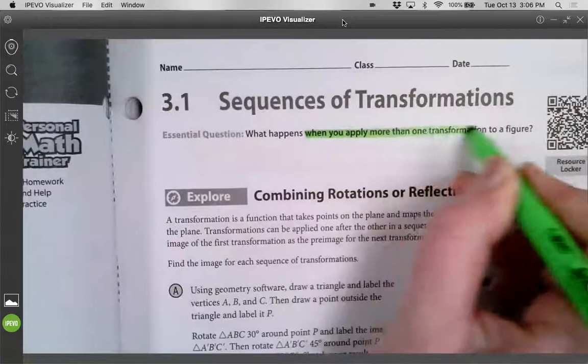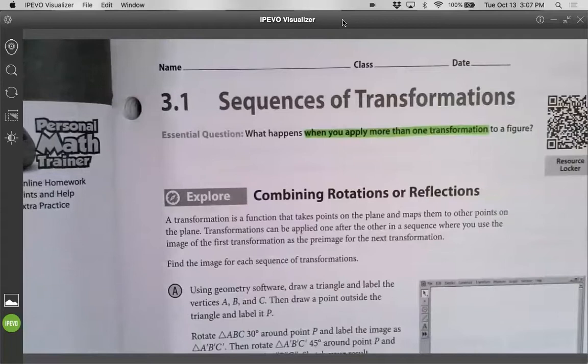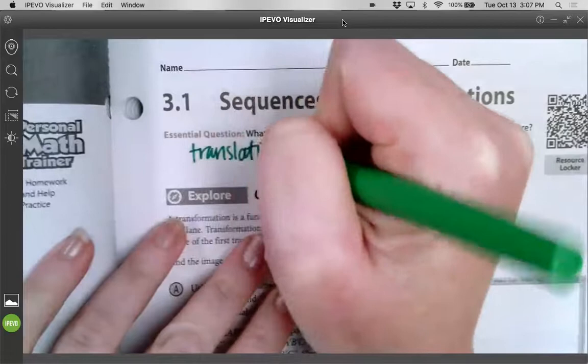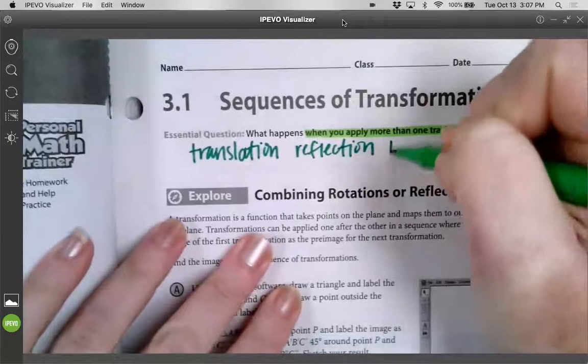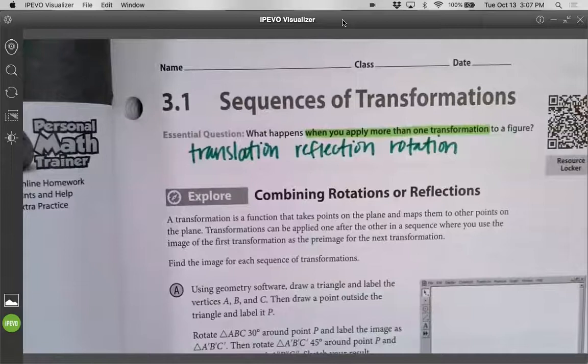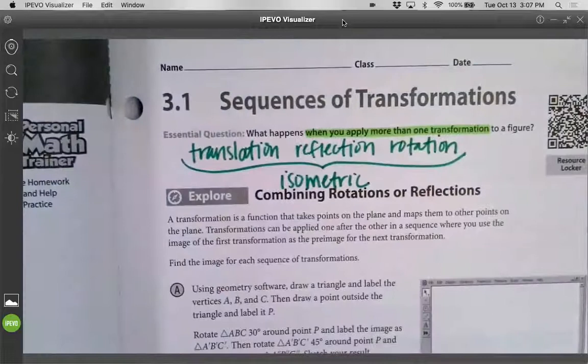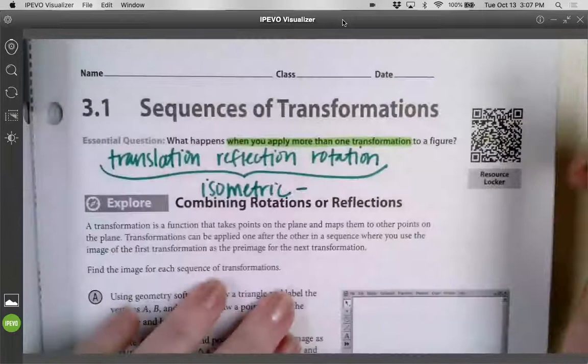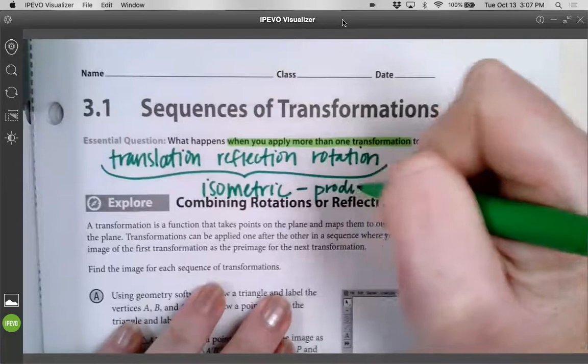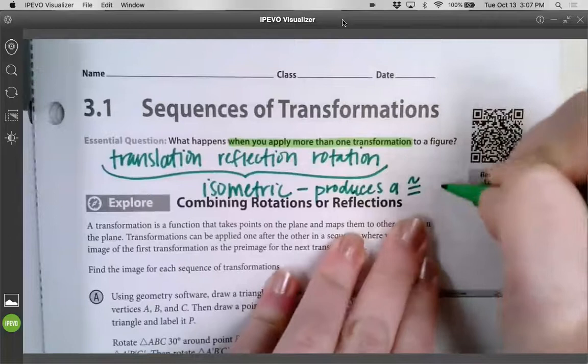When we're talking about transformations, primarily, again, the three that we have already discussed are translations and reflections and rotations. Translation and reflection and rotation are what we call isometric. Isometric means that it produces a congruent figure or a figure that's identical to the one that you started with. So we're going to write produces or makes a congruent figure. I use the symbol for congruent.